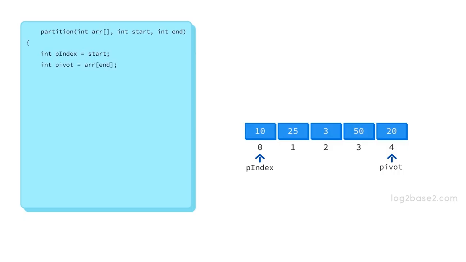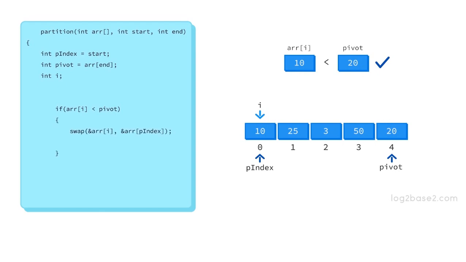Also declare i, and it should be initialized to start of the array. But we will do that later. Now we have to compare ith element with pivot. And if ith element is lesser than pivot, then swap arr of i and arr of p_index and increment p_index. And here it is. But since both are pointing to same location, no changes will occur. Now we have to increment p_index.